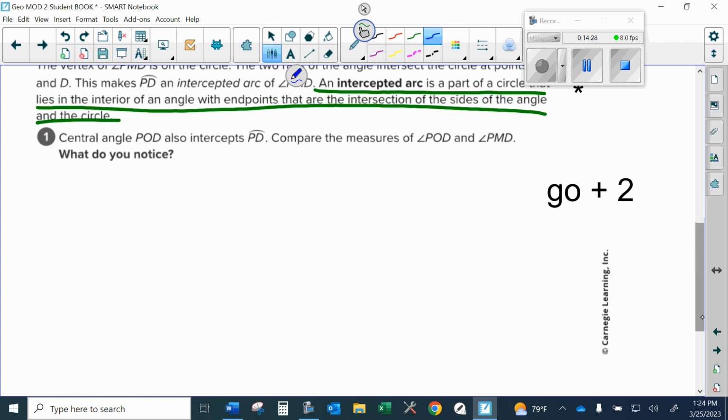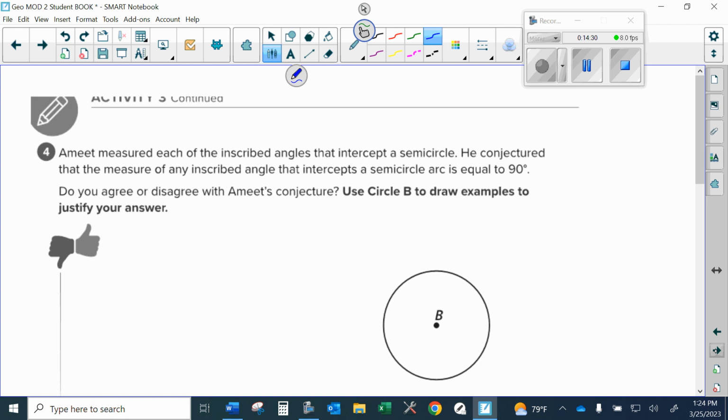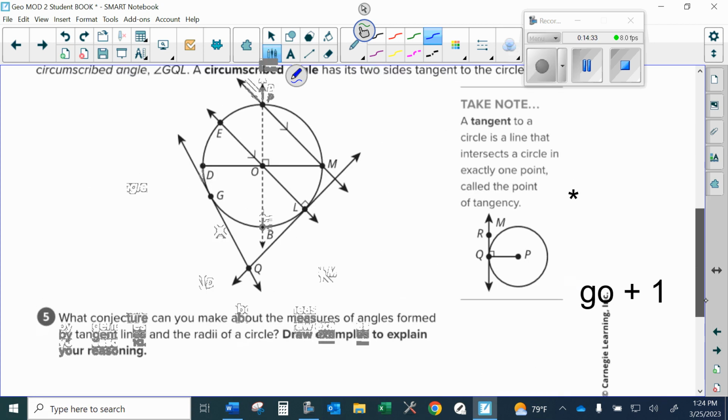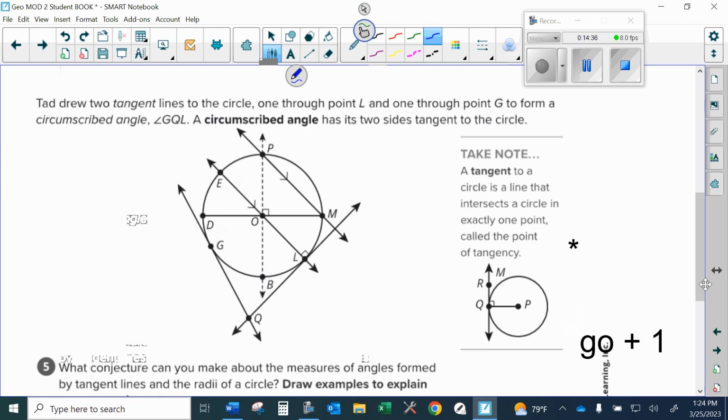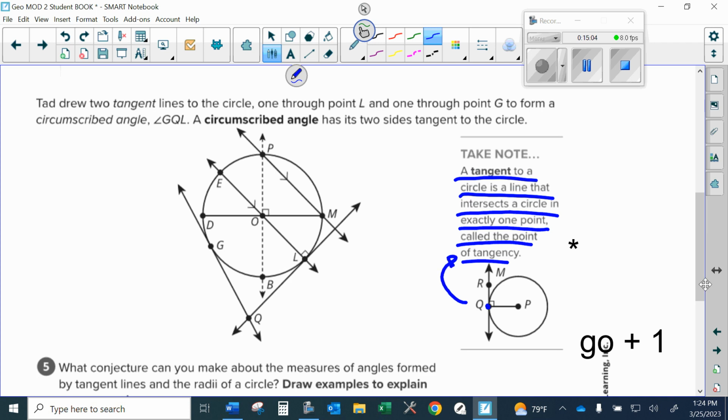Okay, vocab. Go 2 pages ahead. Okay, the word tangent. A tangent to a circle is a line that intersects the circle in exactly one point, called the point of tangency. So line RQ only touches the circle once, so it's a tangent line. Point Q is called the point of tangency. Where it actually touches the circle right there is called the point of tangency. So Q is the point of tangency.